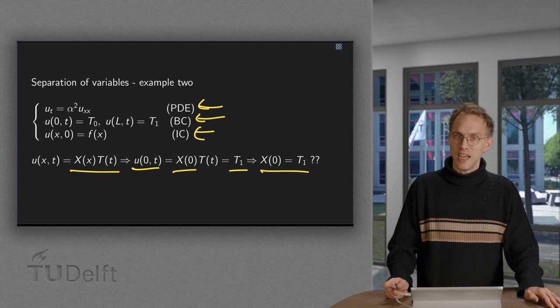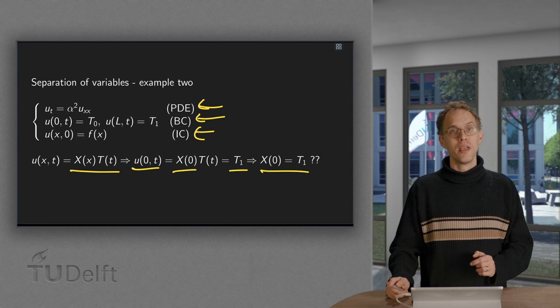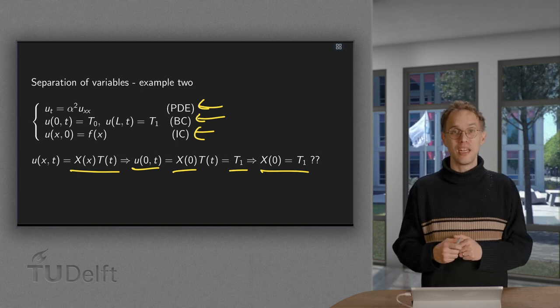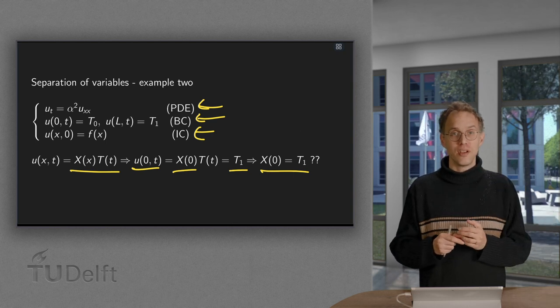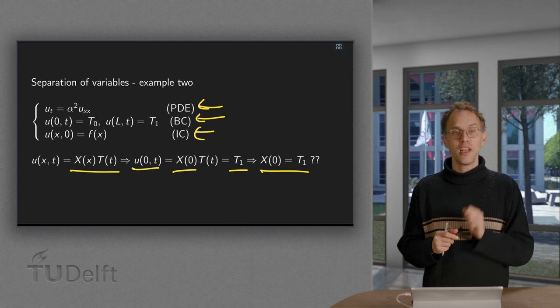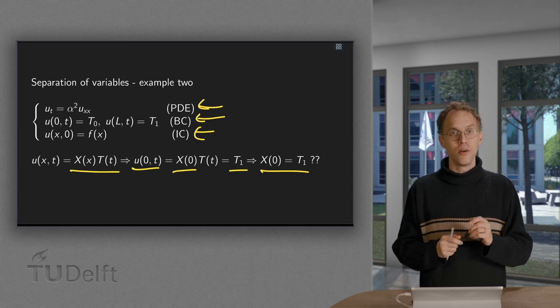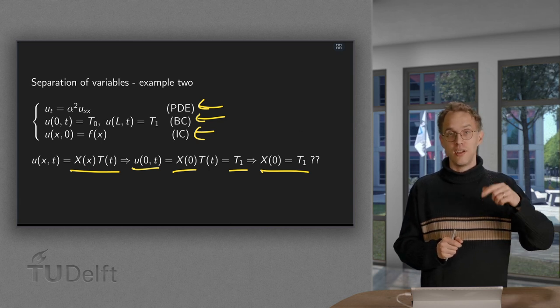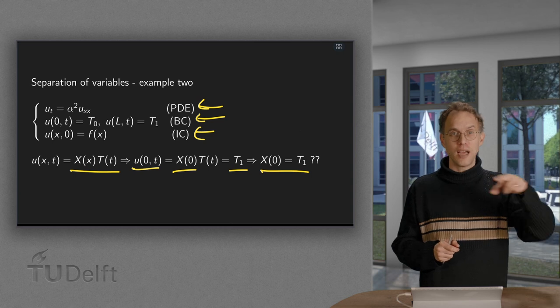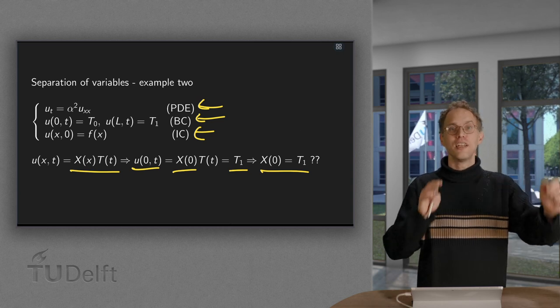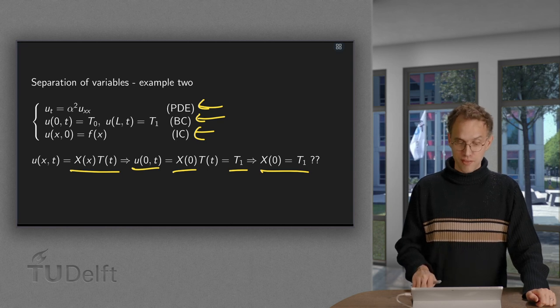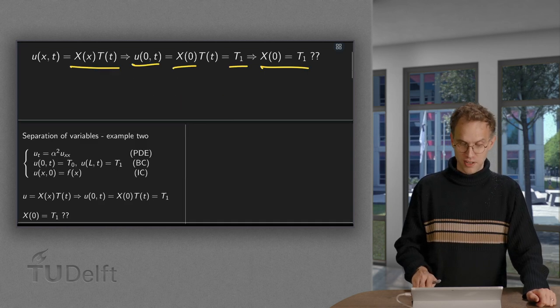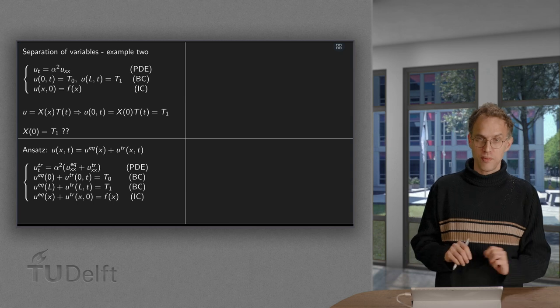Well, if we would do that, then we run into trouble. Because in the end, we are going to take linear combinations of the X's. So in the end, we would get not T0 anymore at x equals 0, but the linear combinations times T0, so some entirely different value. So that is not going to work. We have to come up with something different. So what can we do?